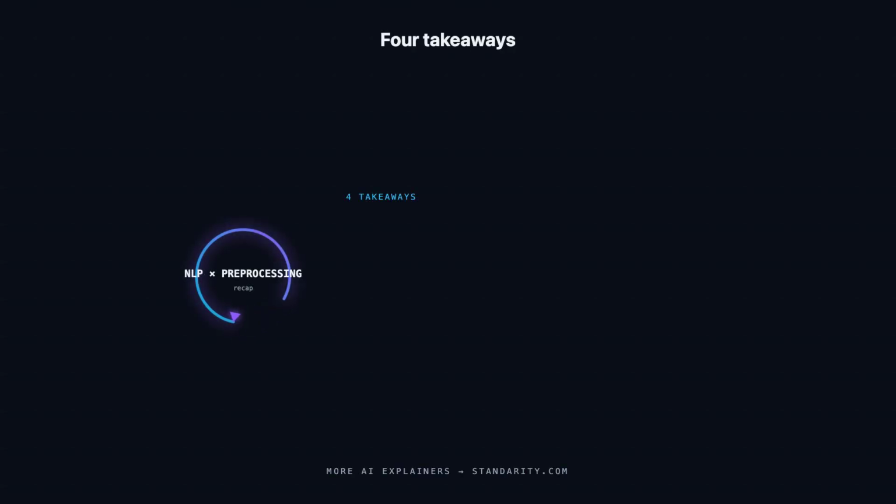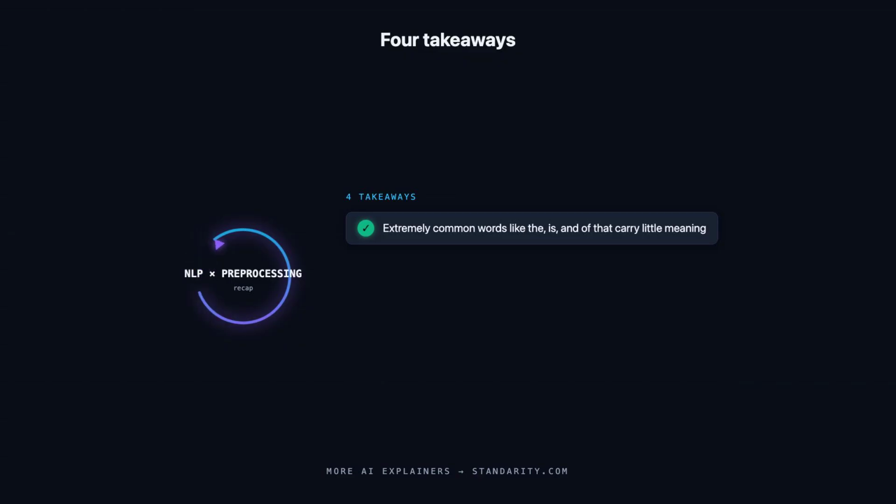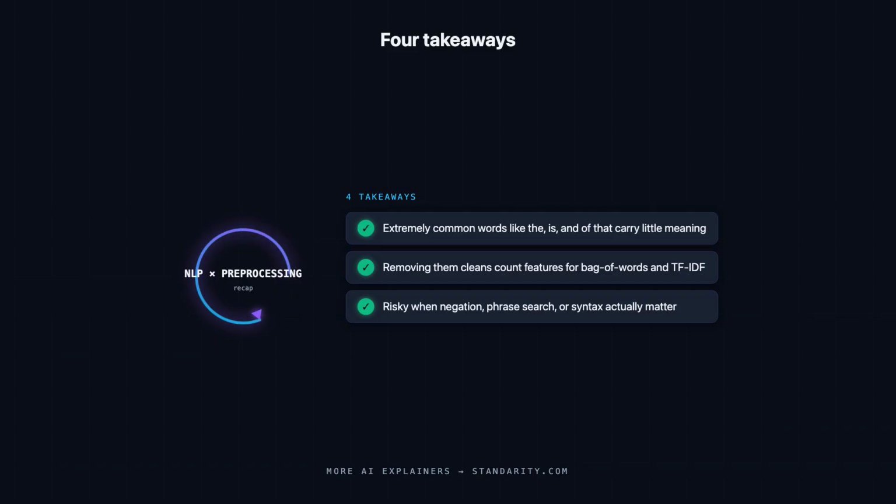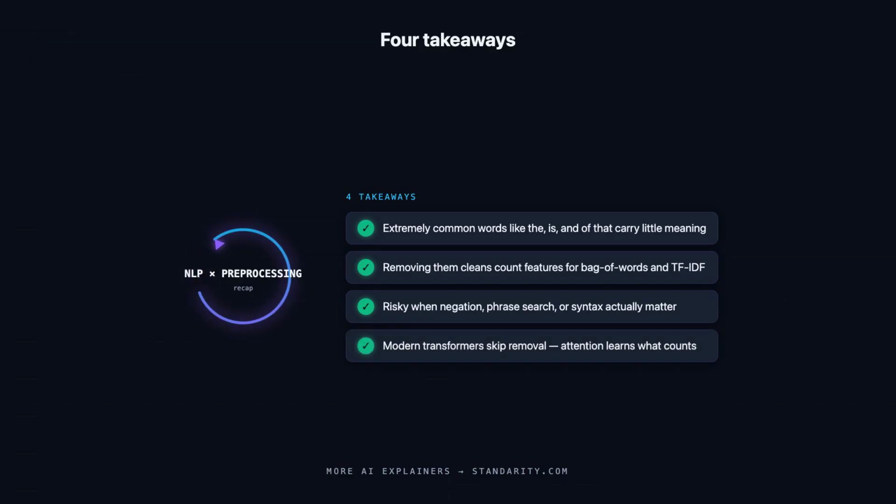Alright, let's lock in what matters. Stop words are the extremely common words like the, is, and of that appear everywhere yet carry almost no distinguishing meaning about a document's topic. Removing them is a classic preprocessing step for count-based methods, shrinking the feature space so bag of words and TF-IDF focus on the content-bearing terms. But it is risky whenever the little words matter. Negation, phrase search, question answering, and any syntax-sensitive task can break the moment you delete them. And modern neural models, especially transformers, skip stop word removal entirely because attention already learns which words carry weight.